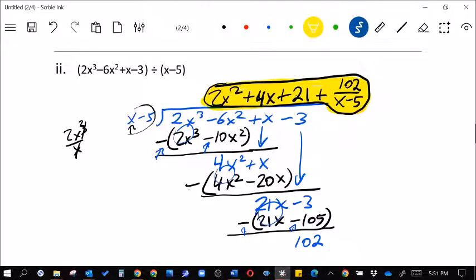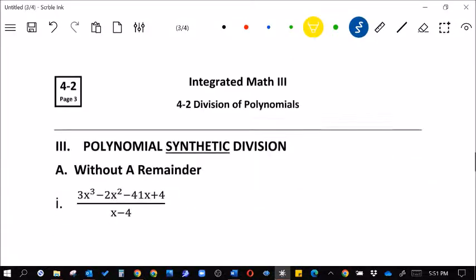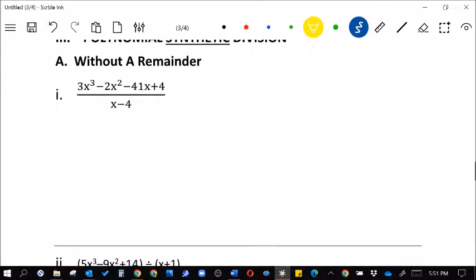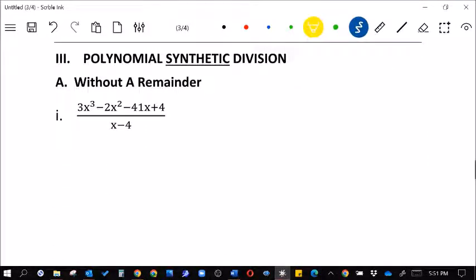Now let's take a look at doing synthetic division. So for synthetic division, there's a very specific setup to do for it. You set it up by doing a little box, a little space underneath it like this, and I'll show you why. We take the number that's on the bottom, but we take the opposite of it.